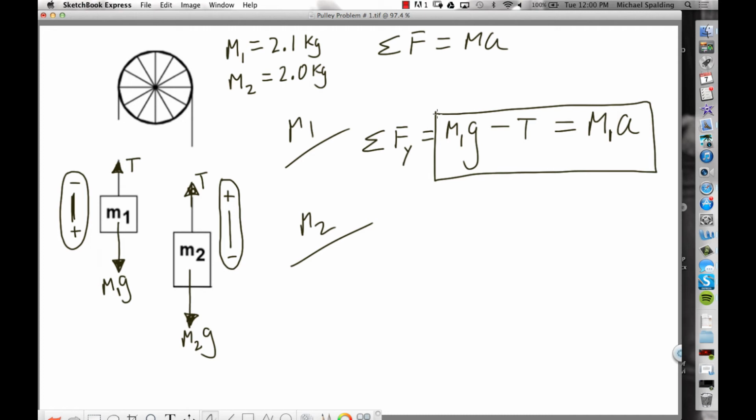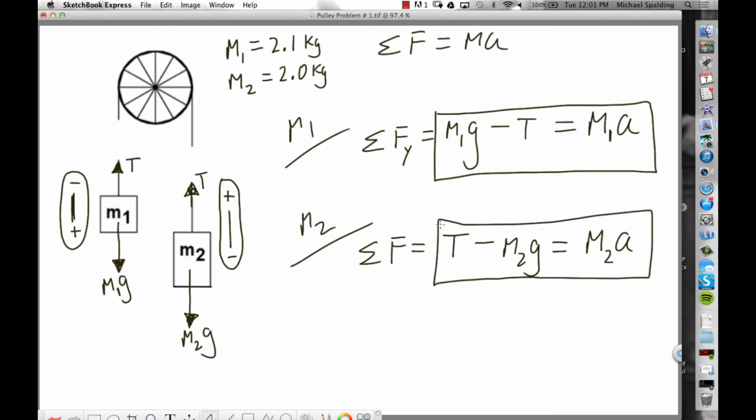Okay, let's go to M2. So focusing on M2, up is positive, down is negative. So tension's going to be positive. So we're going to go tension minus M2g, because M2g points negative here. What did I just do right there? I summed the forces. What will the sum of the forces always be equal to? MA, where that's M2A.